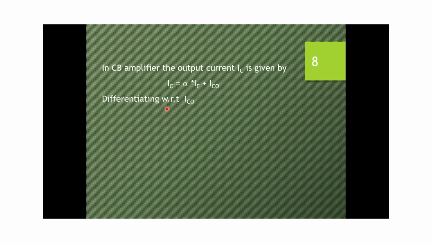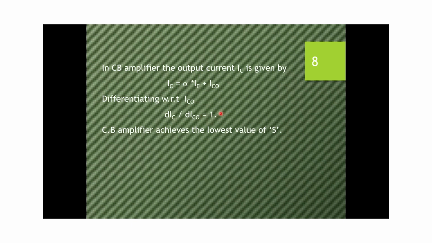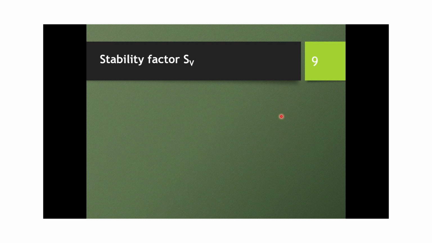Now differentiating with respect to ICO, we will get dIC upon dICO is equal to 1, because alpha times IE is a constant value. So the common base amplifier achieves the lowest value of stability factor. Since it's 1, it is the lowest value of stability factor, and so a common base amplifier doesn't require any stabilization.